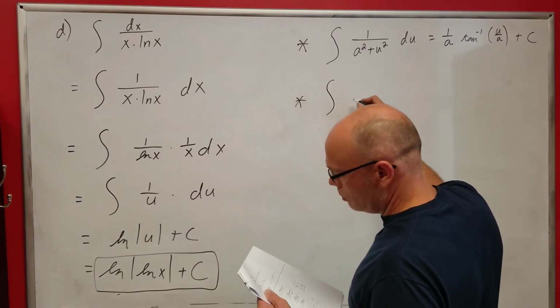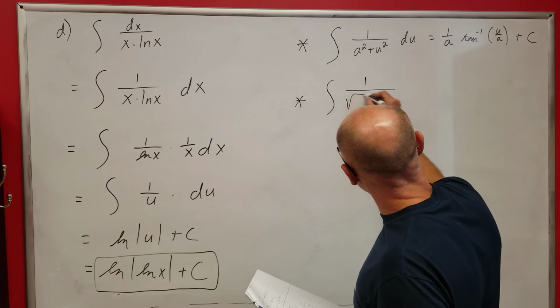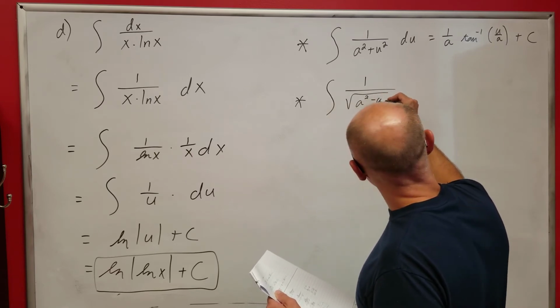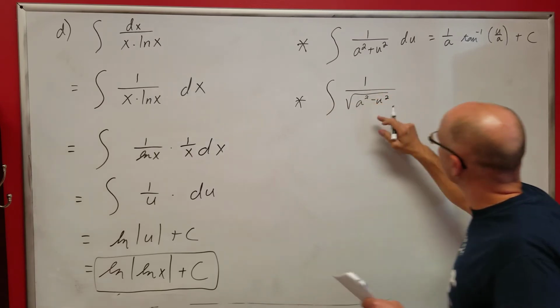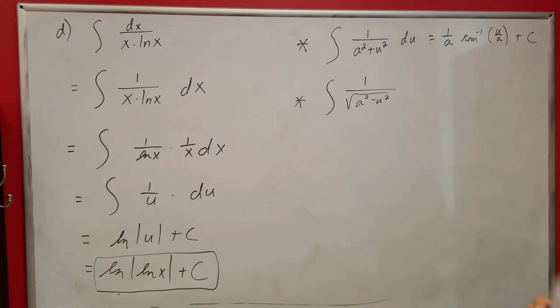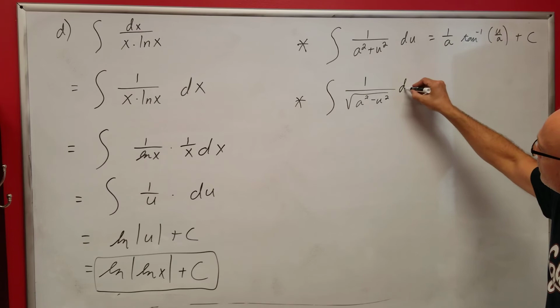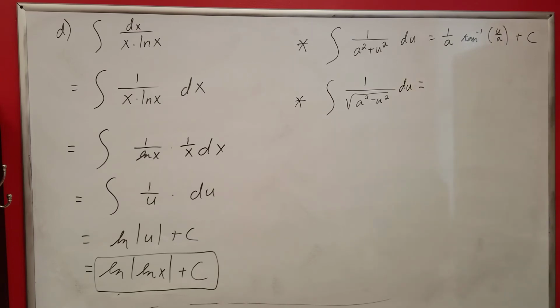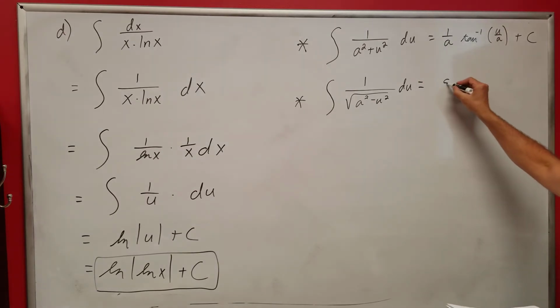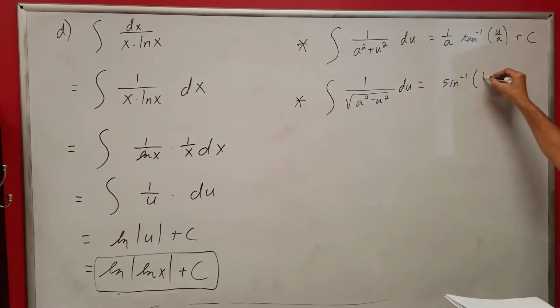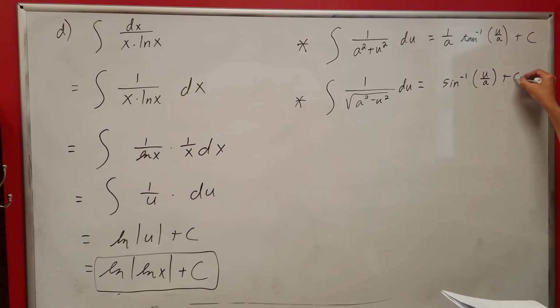Then I have this one. I have the integral of 1 over the square root of a squared minus u squared du. Now remember, a is a constant that's being squared. u is a variable part that's being squared. So what does that equal? Well, we saw that before, didn't we? Didn't we say that's the inverse sine of u over a plus c?